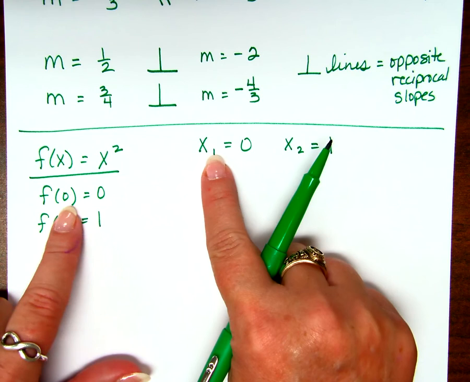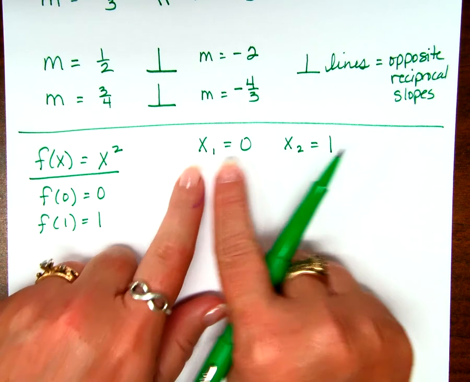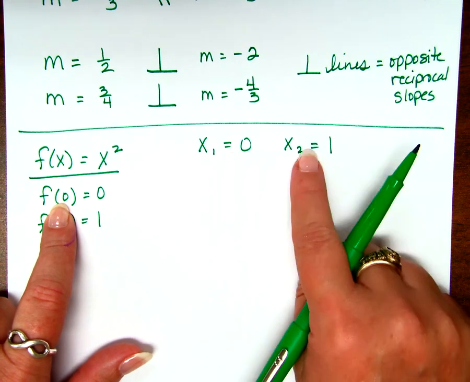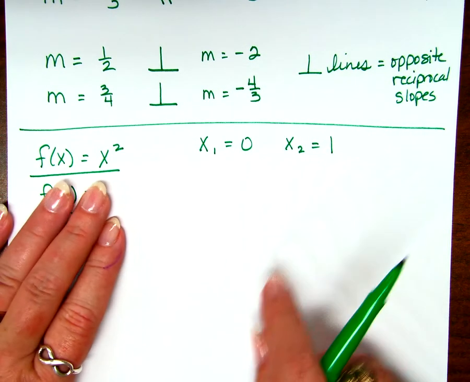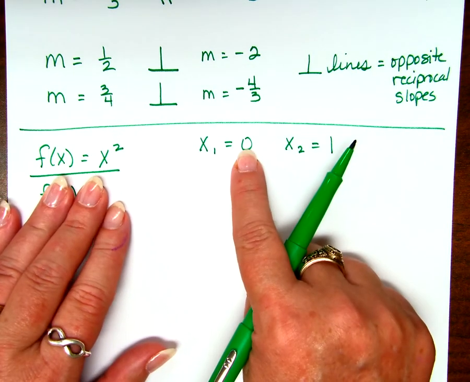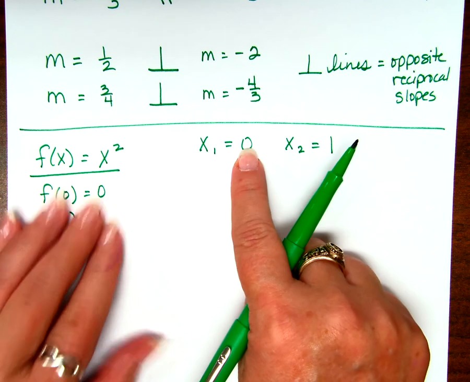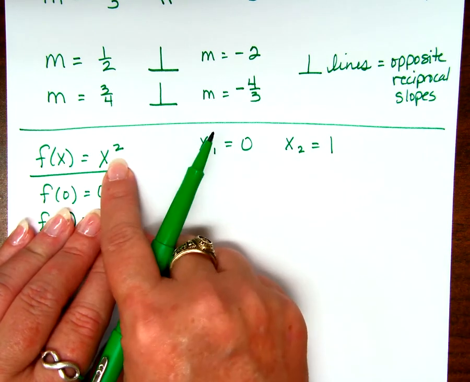Do you see how I got from here to here? If the x value is 0, if the x value is 1. What if I gave you that to start with? How could you get these over here? Well, if you plug in 0, what do you get? Because 0 squared is 0, right? What if I gave you this one and you plugged in a 1 here? What would you get? 1.